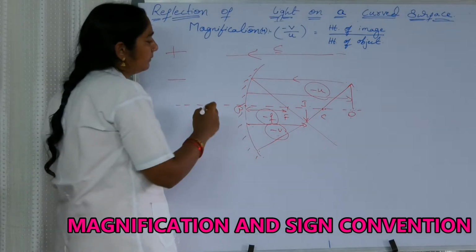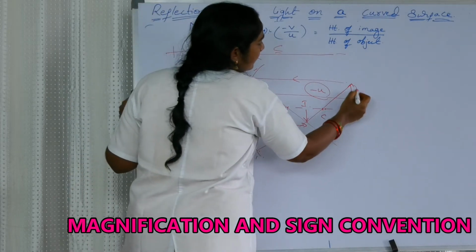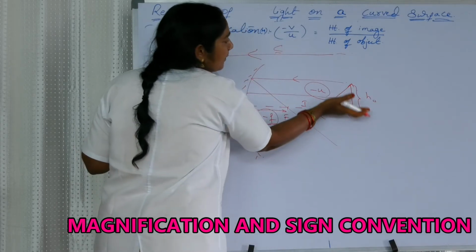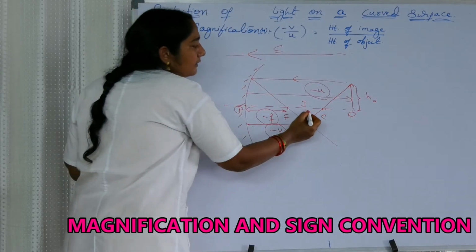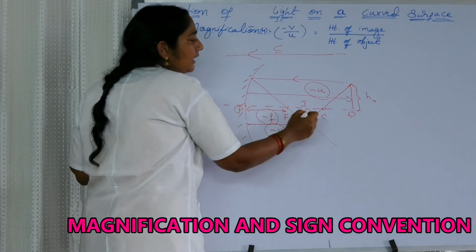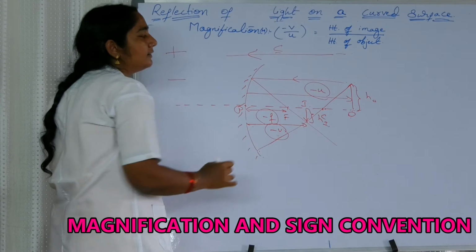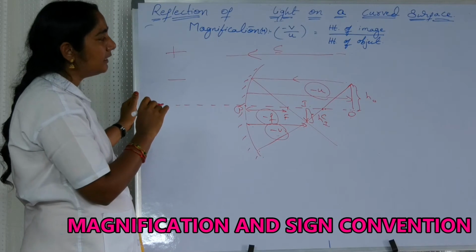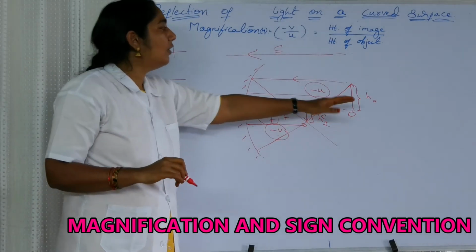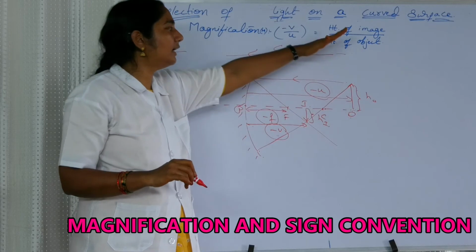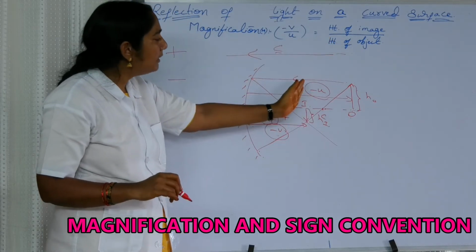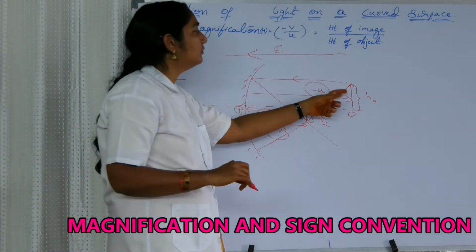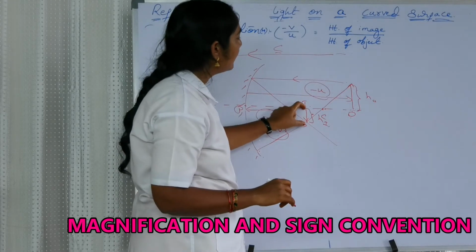And one more thing, this is the height of the object. This is above the axis, and this is below the axis. Below the axis, this is the height of the image, and it is taken as negative. So all the measurements above the axis are taken as positive heights and below the axis are taken as negative heights. In this particular case, this is positive because it is above and this is negative.